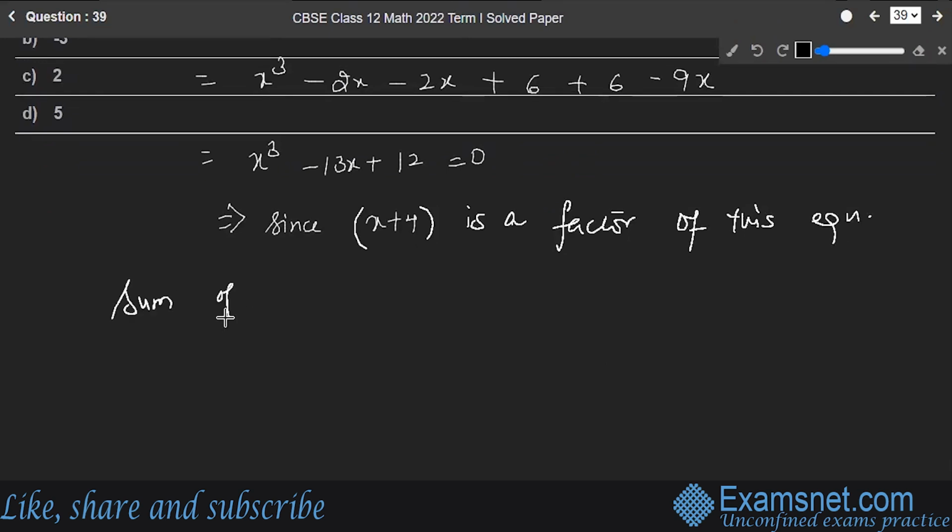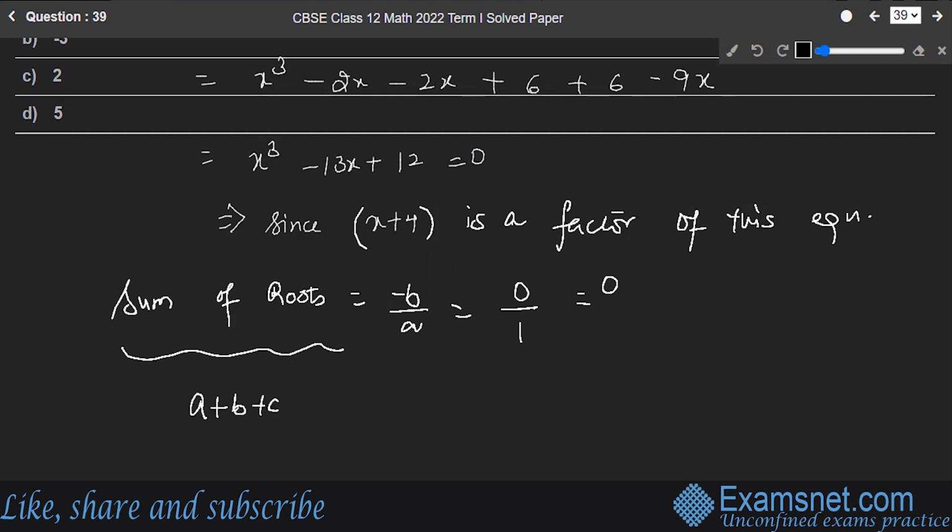Also, sum of roots is given by minus b upon a, where b is the coefficient of x square and a is the coefficient of x cube. X square coefficient is missing, so this is 0 upon 1, which is equal to 0. So the sum of roots of this equation is equal to 0. This equation is going to have three roots, a plus b plus c is equal to 0.